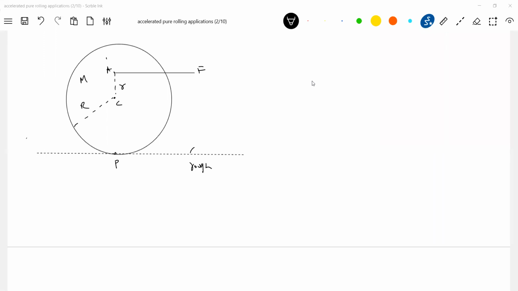And now, what should be the expression for acceleration of center of mass, where the force is applied above the center of mass of the system? Okay, now we have to work out the conditions here. So I'll begin like this. What direction of friction should I take?